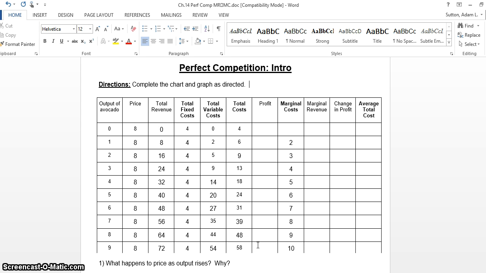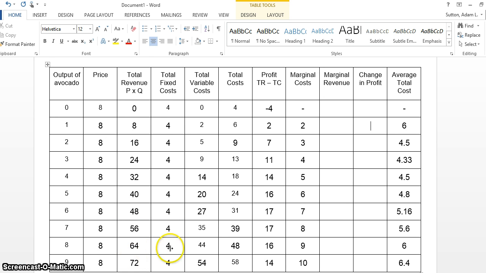Now, the different market structures all behave a little bit different, or at least the firms in those market structures behave a little bit different in how they come to this conclusion. But with perfect competition, we want to figure out where we can maximize profit. So if you figured out your total revenue minus your total cost, hopefully your profit column came out to look something like this.